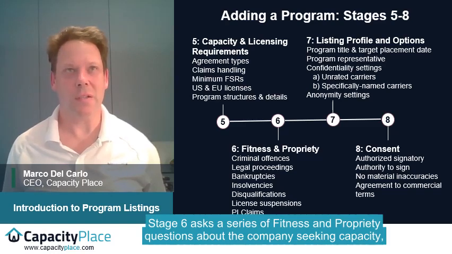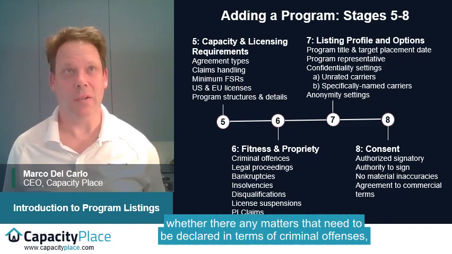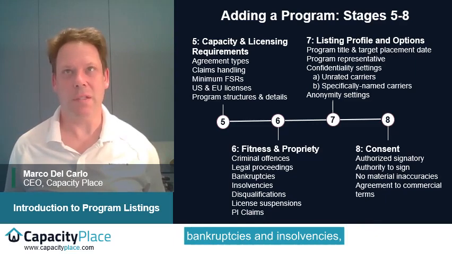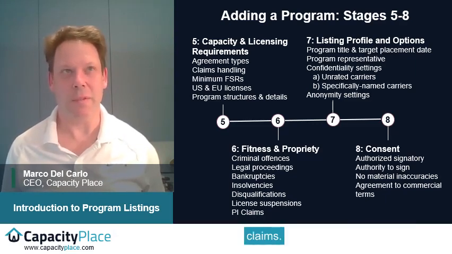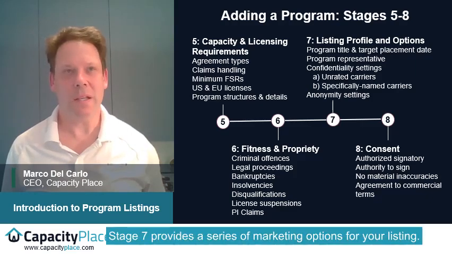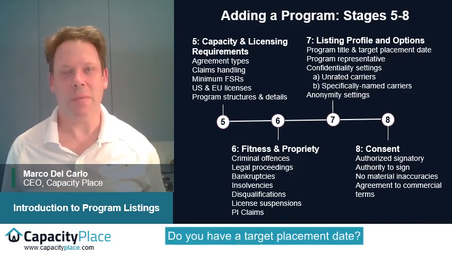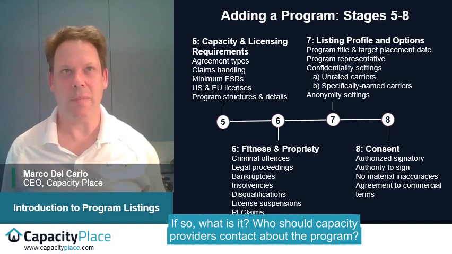Stage 6 asks a series of fitness and propriety questions about the company seeking capacity and whether there are any matters that need to be declared in terms of criminal offenses, legal proceedings, bankruptcies and insolvencies, disqualifications and licensing suspensions, and historic PI claims. Stage 7 provides a series of marketing options for your listing. What's the title of your program? Do you have a target placement date? If so, what is it? Who should capacity providers contact about the program?